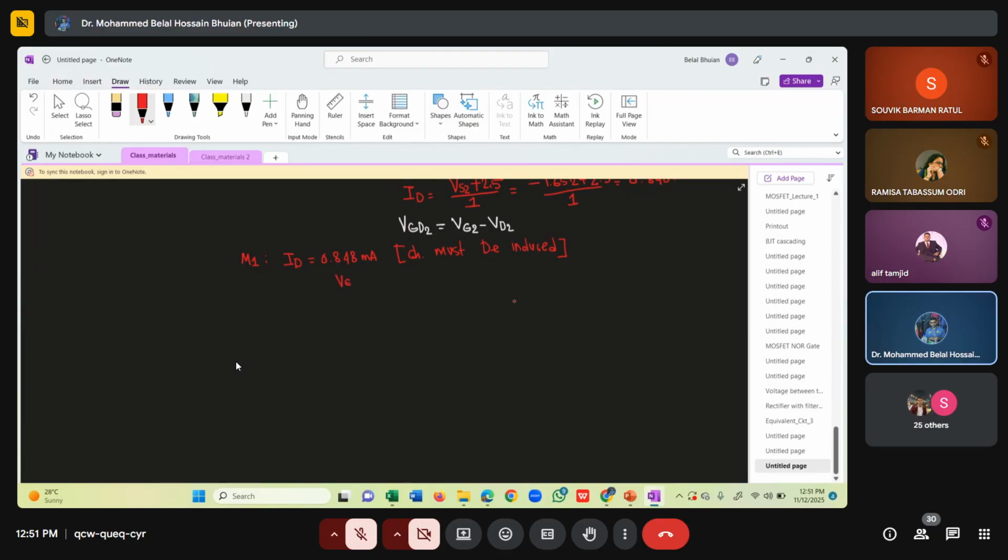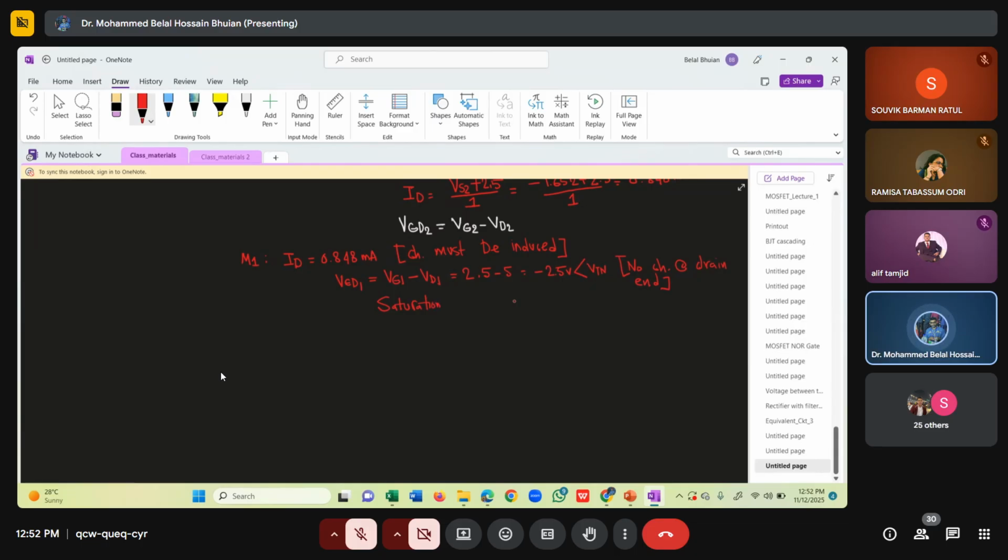VGD1, let's do this. VG1 minus VD1, which is 2.5 minus 5, which is minus 2.5 volt. So that is less than VTN. That means no channel at the drain end. So it must be operating in saturation region.